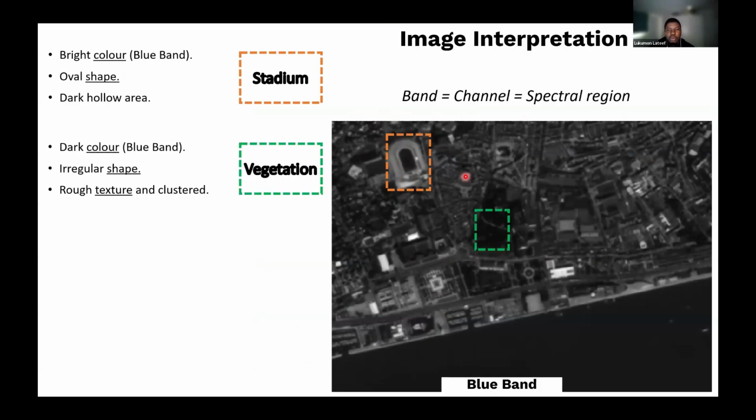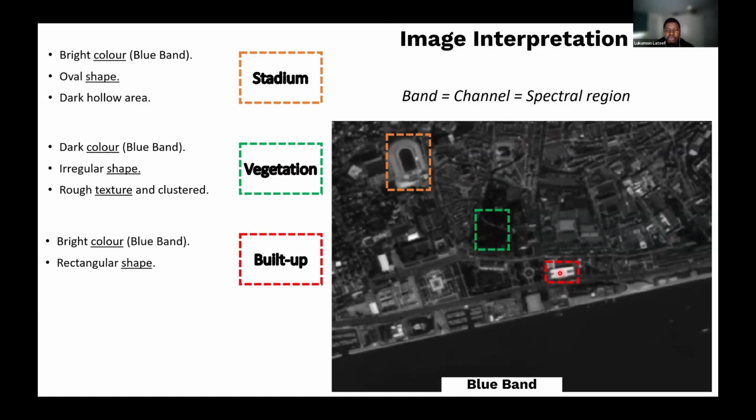So for the vegetation, we saw a very dark color in the blue band because vegetation absorbs the blue radiation. It doesn't have a uniform shape. Then it has some kind of rough texture. You can see the texture here appears rough compared to other features in the surroundings. So for the other built-up, we saw it appears very bright in the blue band, which is the property of soil or built-up. It has a rectangular shape, which points to a building or a structure.